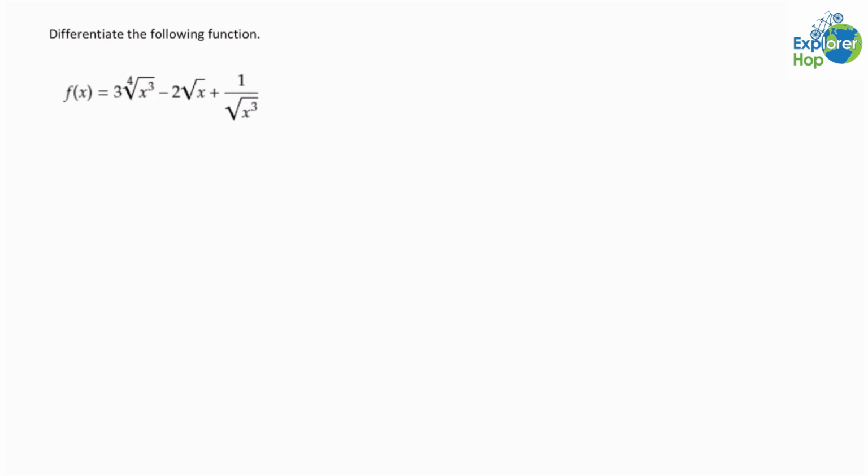First, let's rewrite this function using exponents. So f of x is equal to 3 times x to the power of 3 over 4 minus 2 times x to the power of 1 over 2 plus x to the power of negative 3 over 2.